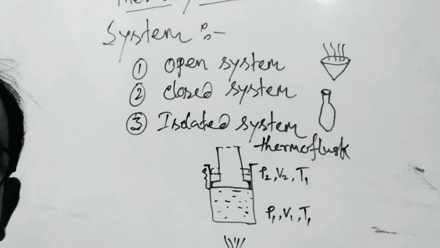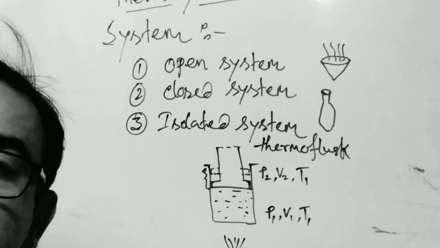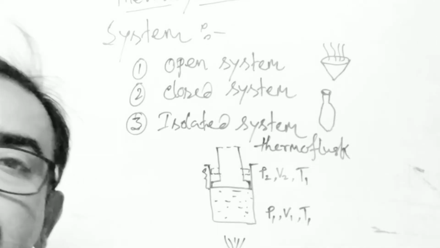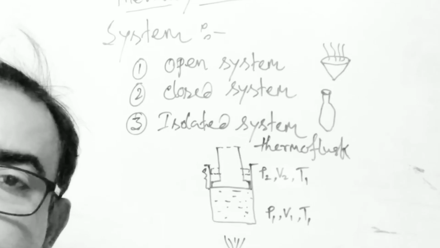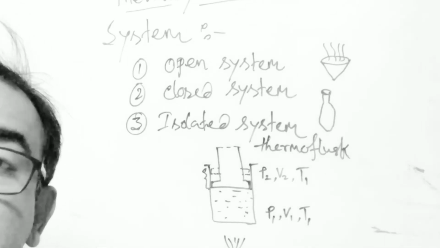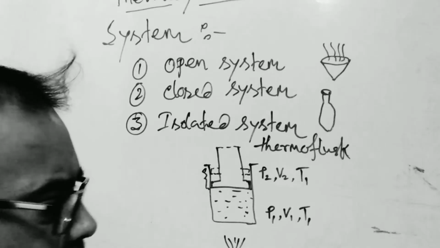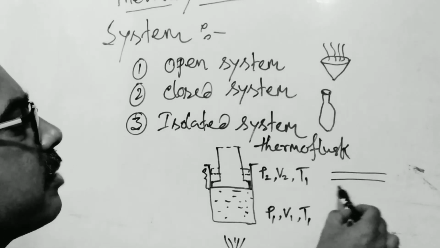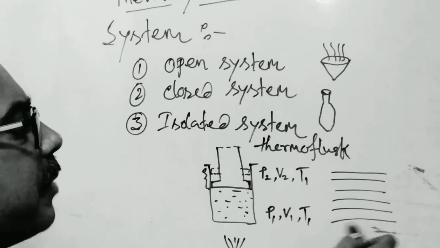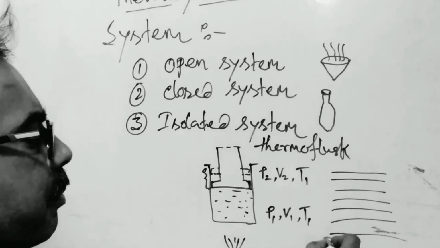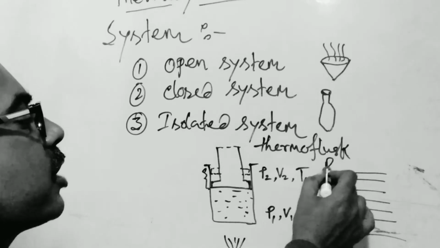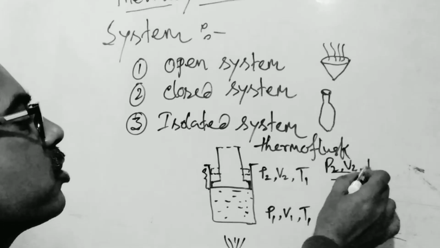This may occur in two different pathways: number one, reversible pathway, and number two, irreversible pathway. Now what is a reversible change and what is an irreversible change? A reversible change is the change which occurs in infinitesimally small steps. Here the pressure is P1, volume is V1, and temperature is T1, and here the pressure is P2, volume is V2, and temperature is T1.